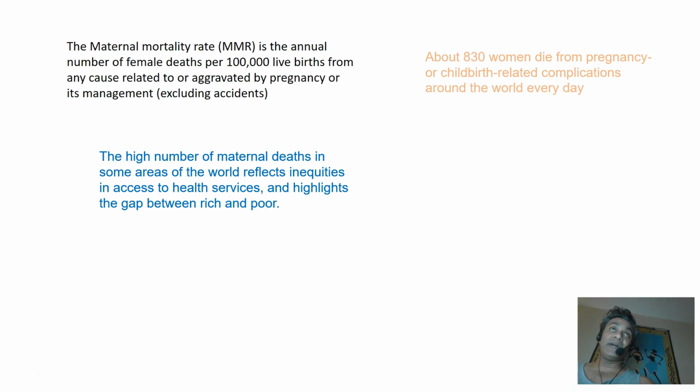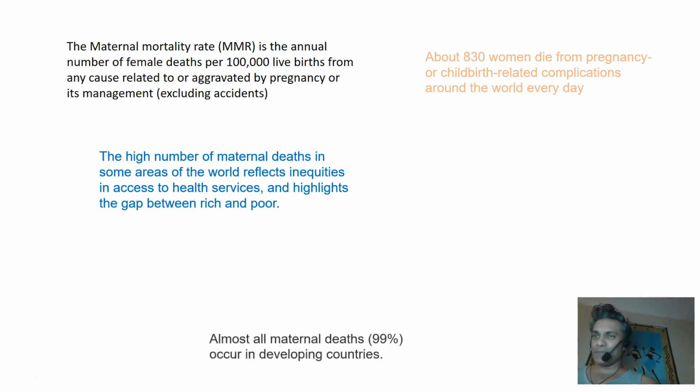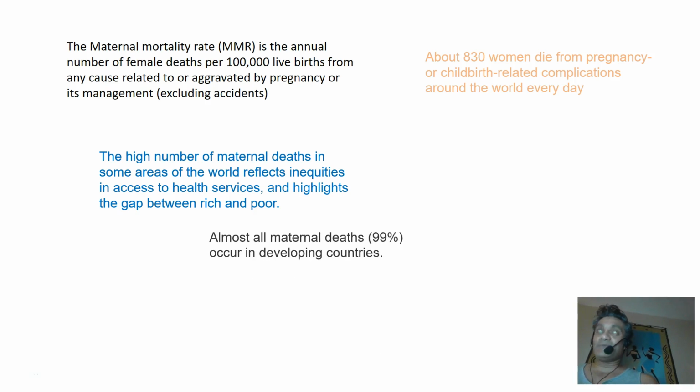What kinds of people have high MMRs? Poor people have high MMRs. So this in many ways is a proxy measurement of the gap between rich and poor. It's important to note that pretty much all maternal deaths happen in poor countries. I say pretty much because there's still a few that happen in wealthy countries, and we're going to talk about that in a second because there's something interesting and horrifying about that.